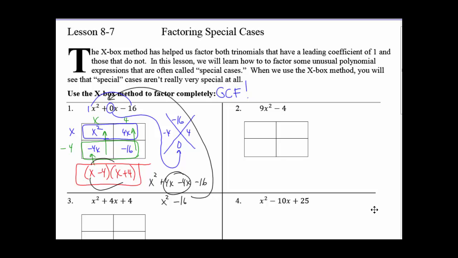Okay, notice we're going to put the 9x squared here. We're going to put the minus 4. So we need two numbers, so we draw our x. Remember, 9 times negative 4 is negative 36. And we do not have the b term. So this is really 9x squared plus 0x minus 4. So again, we're looking for two numbers that multiply to get negative 36, but add to get 0. Negative 6 and positive 6.